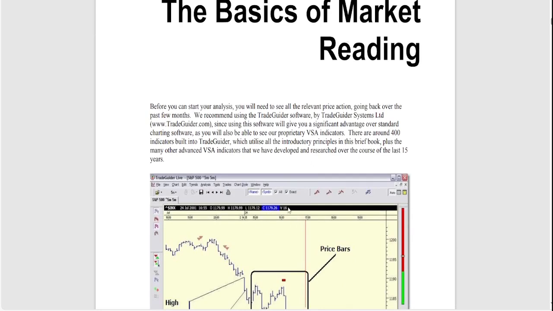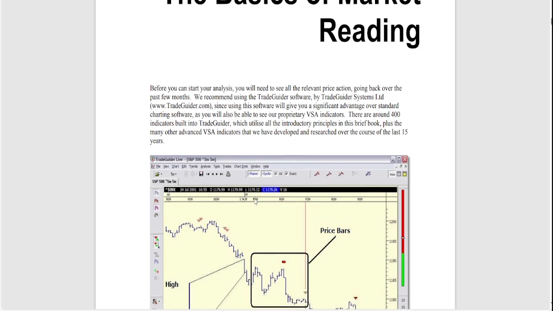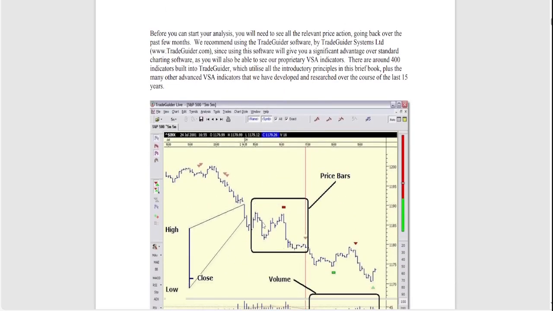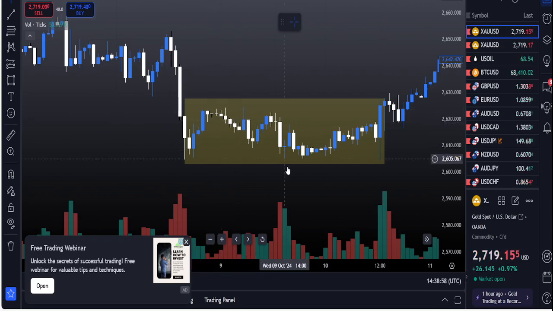You don't need this software, it's useless. And you don't need this bar chart. You just need the candlestick chart, and you need the volume at the bottom. That's what you need. You need MT4, with a candlestick chart and the volume below.